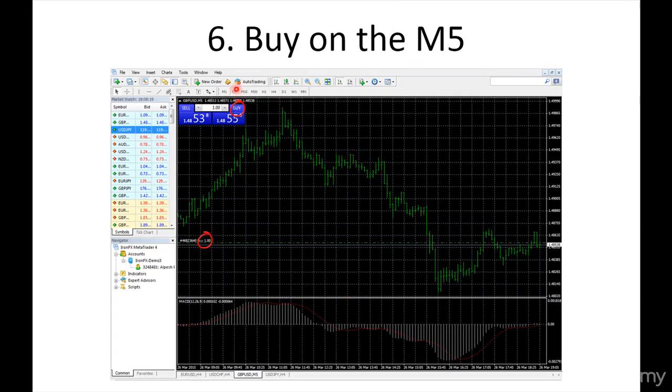I then click on M5. Look at the 5-minute bars. Okay, and I see, oh, the MACD is rising as well. Now, it's not ideal because it's not rising strongly. I'm looking at the red dotted line, not rising strongly.